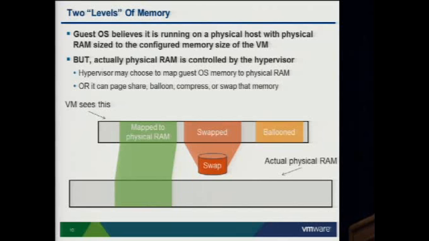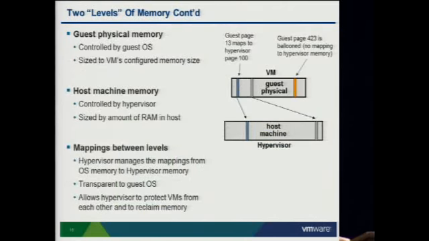The hypervisor makes decisions as to what to do with that RAM. It can give some of it to a VM, give some more to another VM, or maybe take away some of the VM's memory and page share it, balloon it, compress it, etc. So there's two different levels of memory here. There's a top level that the VM sees, and that's what the VM manages. And then there's the bottom level, which is actual physical RAM, and that's what the hypervisor manages.